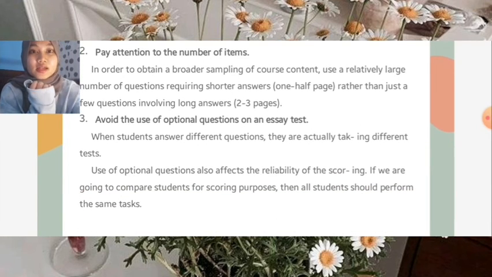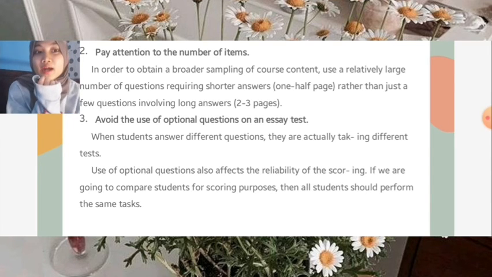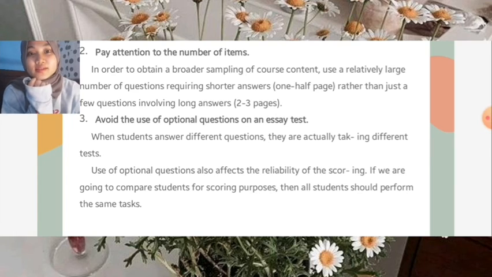The next, avoid the use of optional questions on an essay test. When students answer different questions, they are actually taking different tests. The use of optional questions also affects the reliability of the scoring. If we are going to compare students for scoring purposes, then all students should perform the same task.